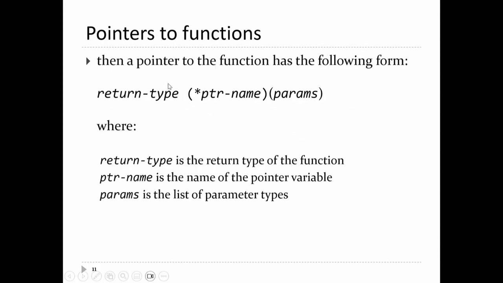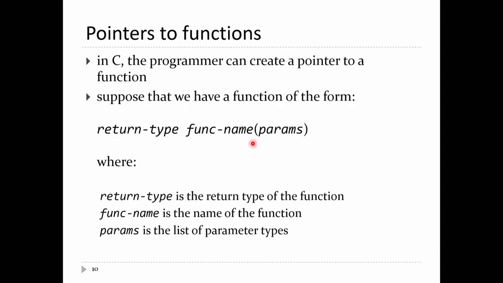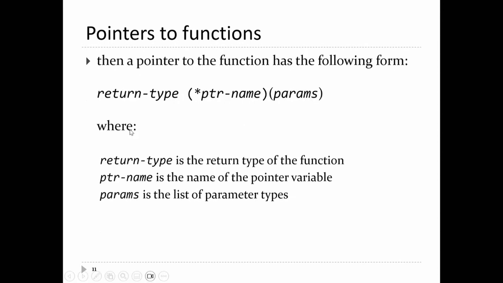And then slap a star in front to indicate that it's a pointer. So one more time. Here's your function. Copy the return type, copy the parameters. Replace the function name with the name of your pointer with a star in front. So what does this look like?